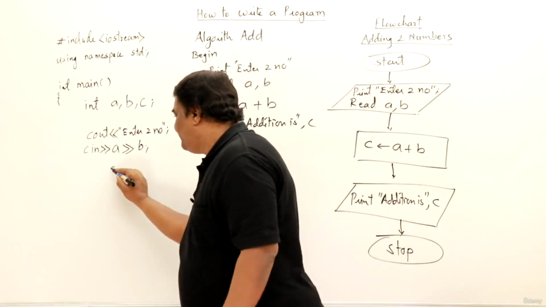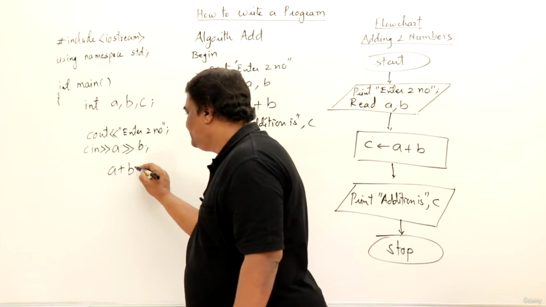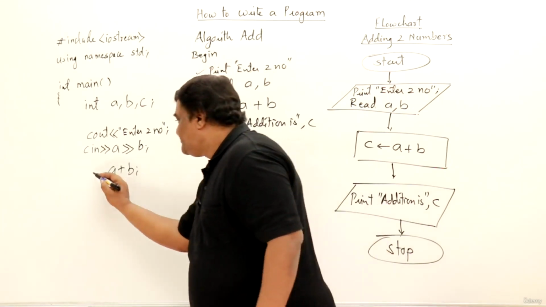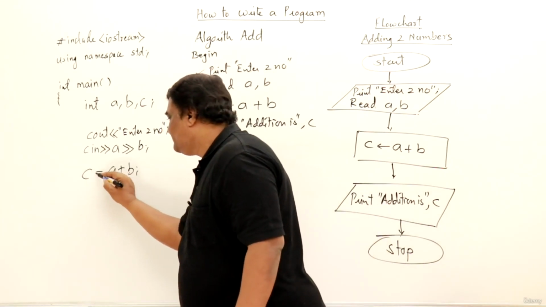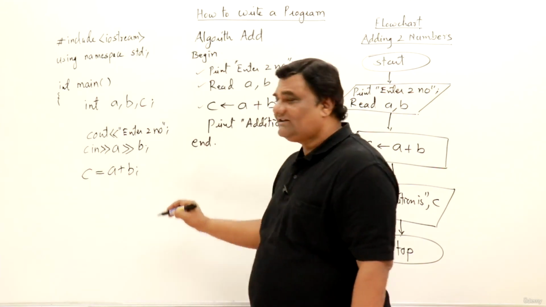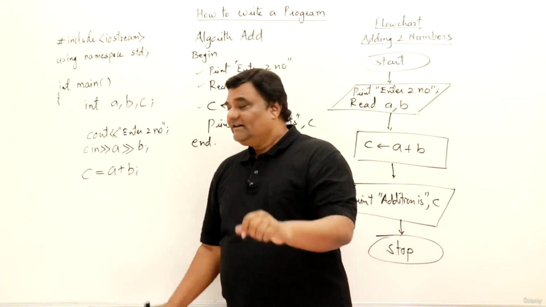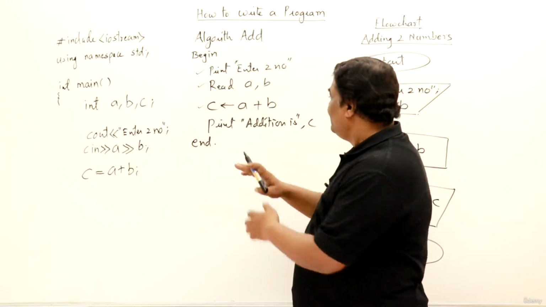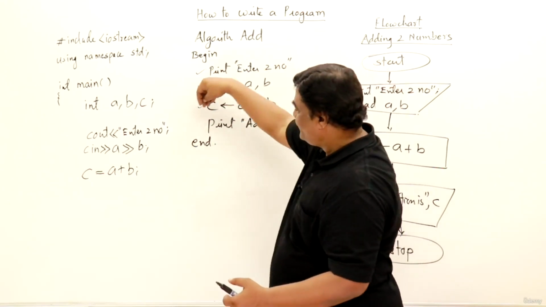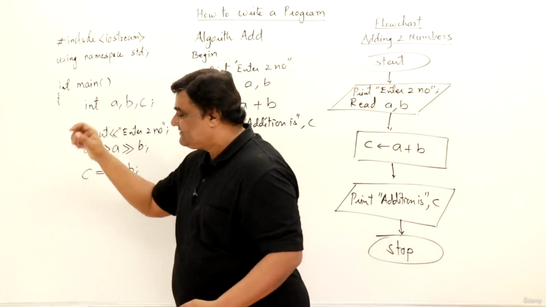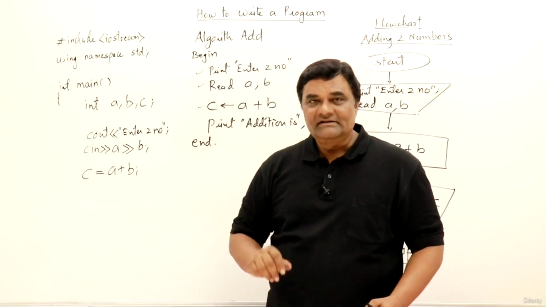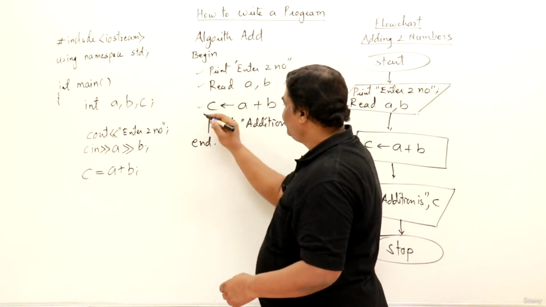So A plus B I want to do, okay, addition will be done. Then where should it be stored? It should be stored in C. So write it like this: C equal to A plus B, but don't read it as equal to, read it as assign. This means the same thing. Add this to, result is stored in C. That's it.